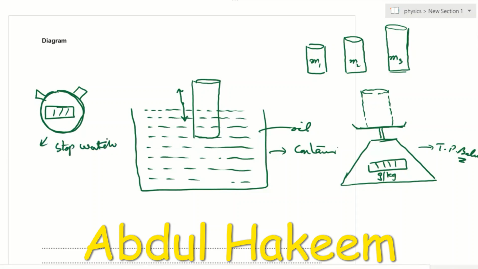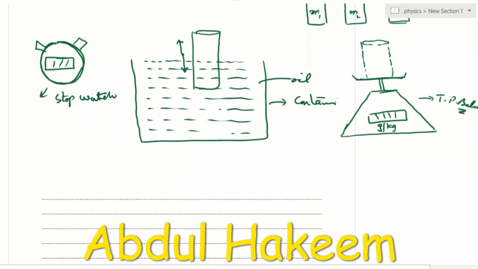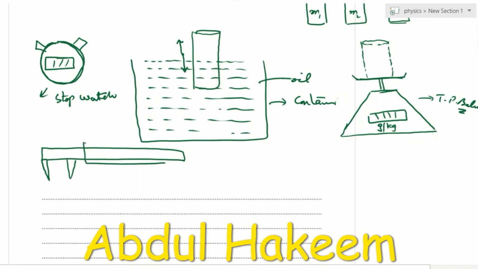Next, we have to keep the radius constant. So definitely to measure the radius, an instrument is required, which is the vernier caliper. So this is the vernier caliper. The drawing of each and everything must be labeled. So this is the vernier caliper, and the drawing is done with a pencil.